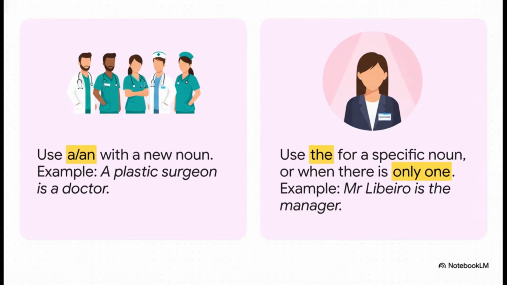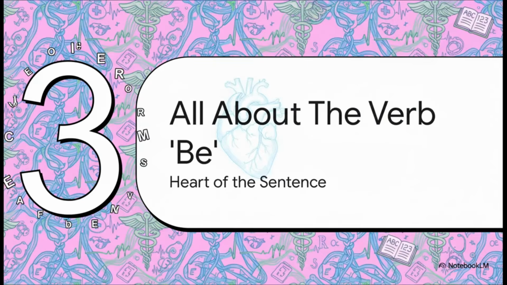So when do you use a or an versus the? Well, think of it this way. You use a or an when you're introducing something for the first time, something general. A plastic surgeon means any plastic surgeon. But you use the when you're talking about a specific one or one that everyone knows about. Mr. Lipiero is the manager because that hospital only has one manager. He's the specific one. Fantastic!